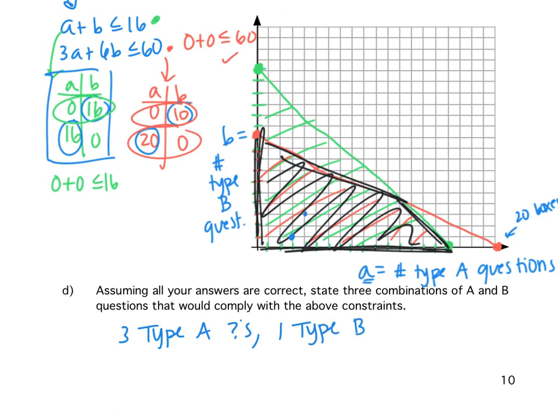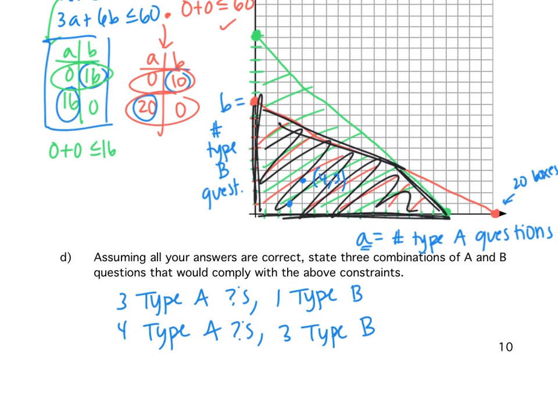If I choose this point right here, this point's coordinates are 4, 3. So that'll be 4 type A and 3 type B. And then what I can also pick, this one right here, of course. So 0 type A and 0 type B. So what all these points mean, these are the points that are possible, or the combinations that are possible, given my time limit of 60 minutes and my question limit of 16 questions.